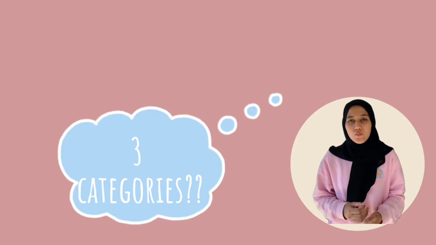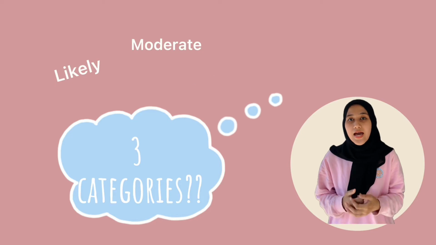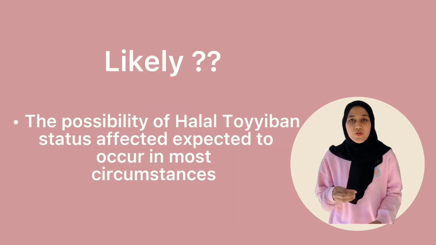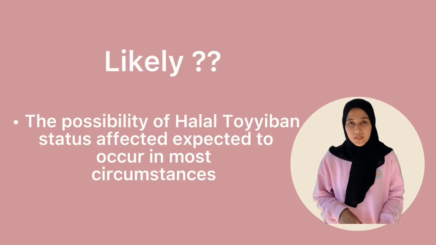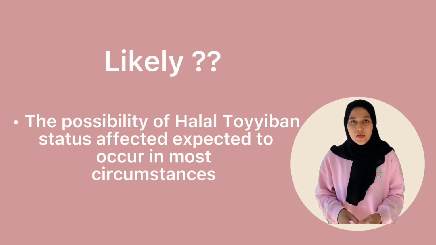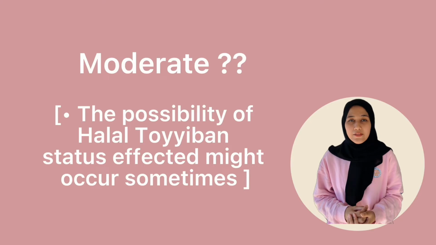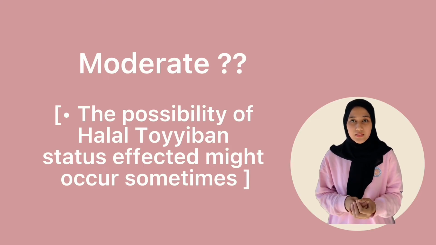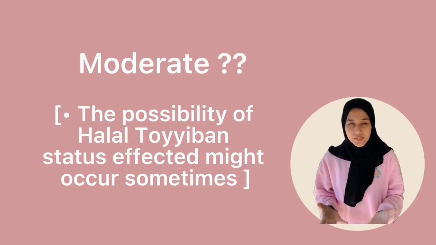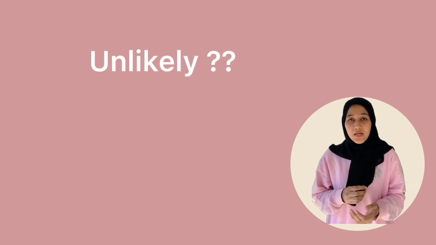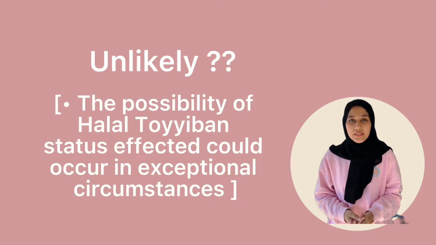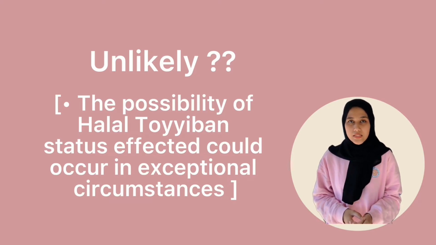In likelihood, there are 3 categories which are likely, moderate, and unlikely. Likely is the possibility of halal status being affected, expected to occur in most circumstances. For moderate, the possibility of halal status being affected might occur sometimes. And for unlikely, the possibility of halal status being affected could occur in exceptional circumstances.